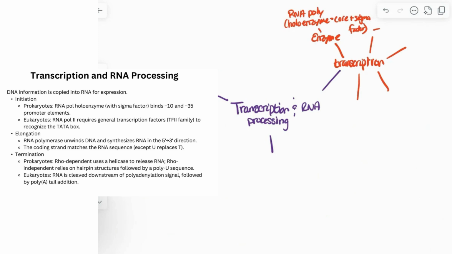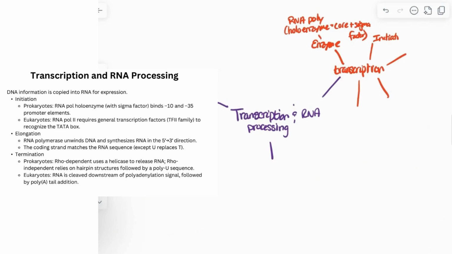We have initiation, elongation, termination, and then our products. So those are our branches.